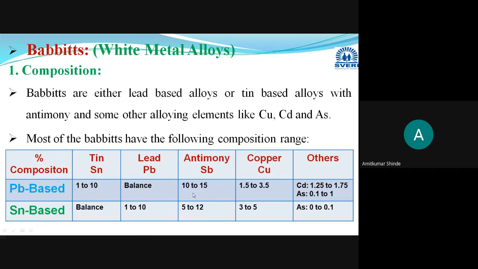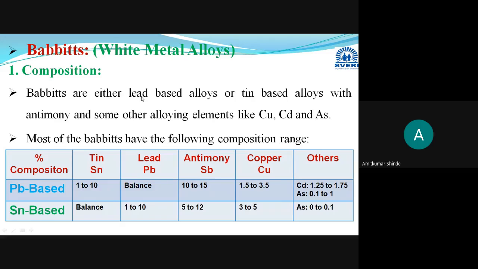A significant percentage of antimony is present. That's why these are also termed trimetal. Tin, lead, and antimony will compulsorily be there in significant amounts. That's why these are also termed trimetal bearings, and these babbitts are also known as trimetals.